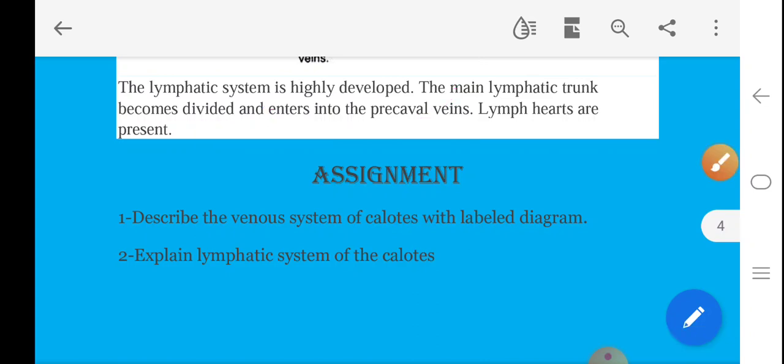Assignment: describe the venous system of the Calotus with labeled diagram. Explain the lymphatic system of the Calotus.